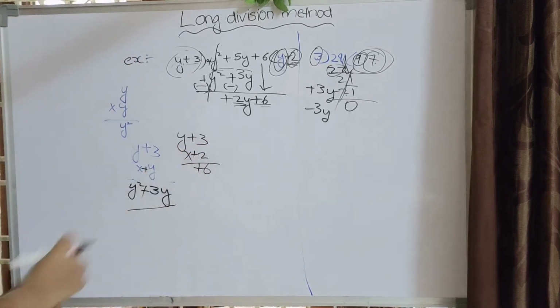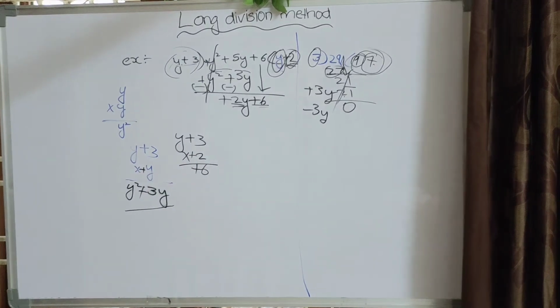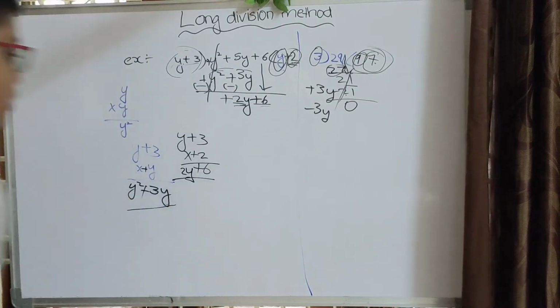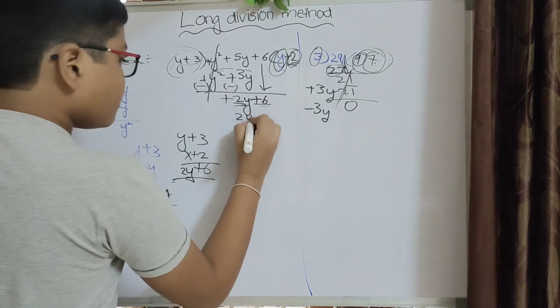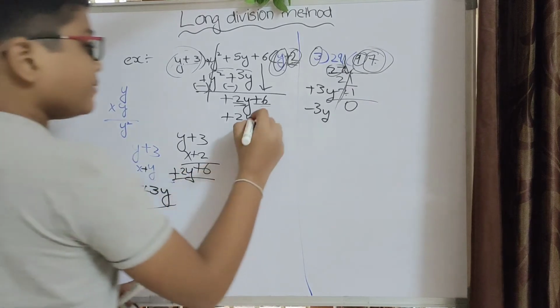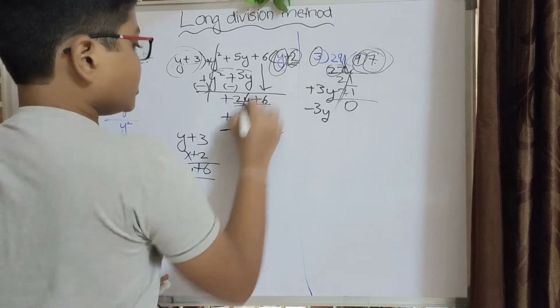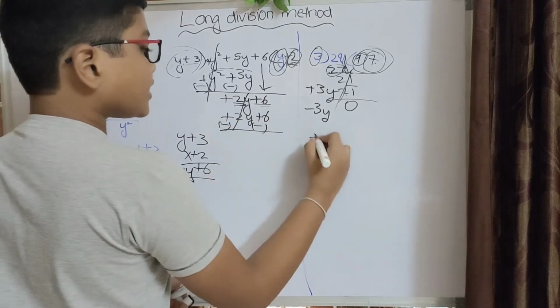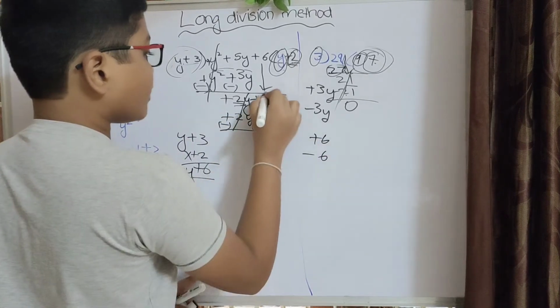And y into 2, that will become 2y. Now here write plus 2y. Here plus you have to keep compulsory. 2y plus 6. Now this will cancel. Here minus will become, here also minus only. Now plus 6 will become minus 6. Only down 1, not up 1.